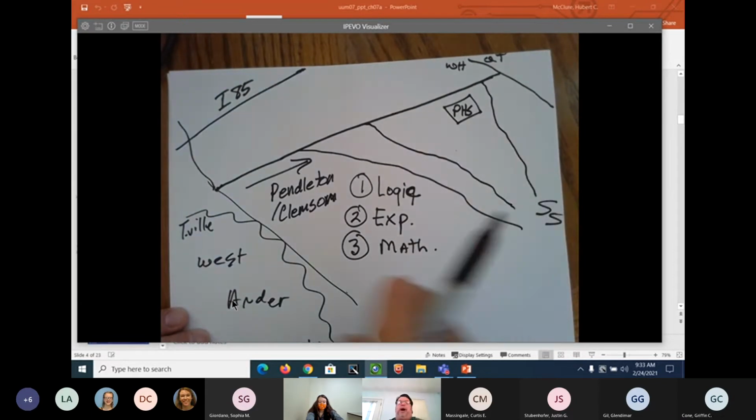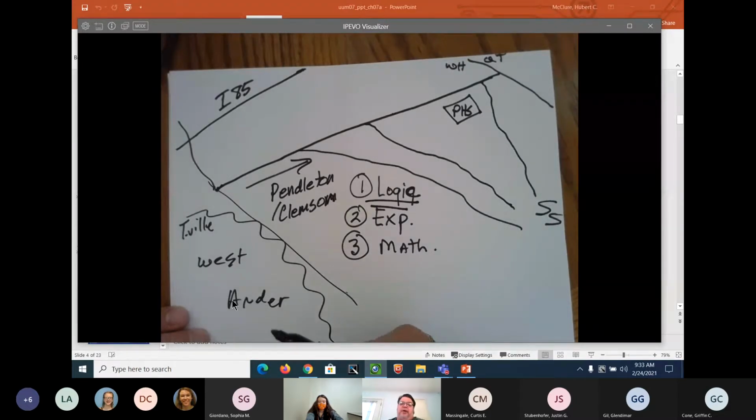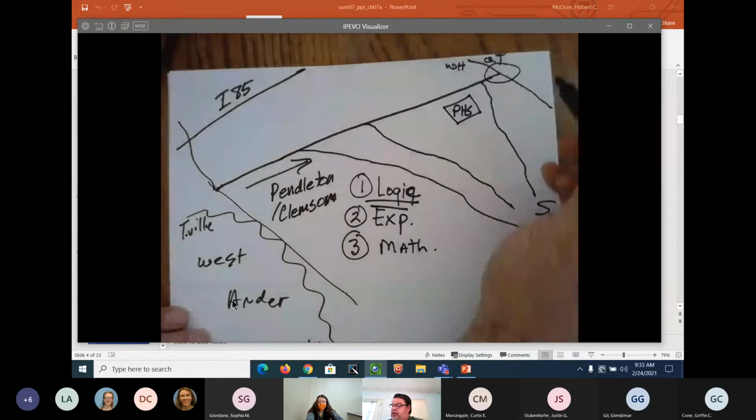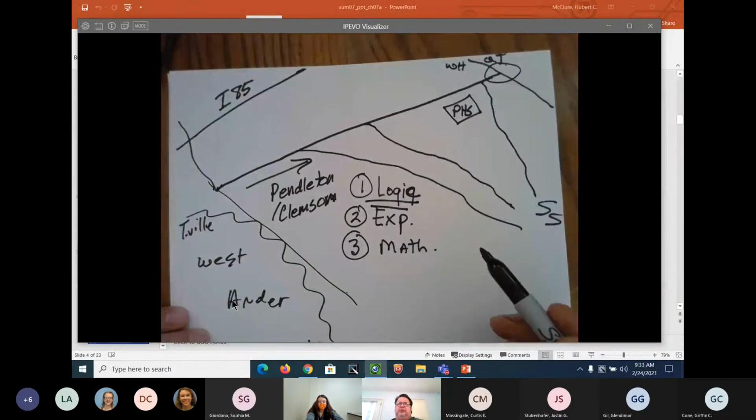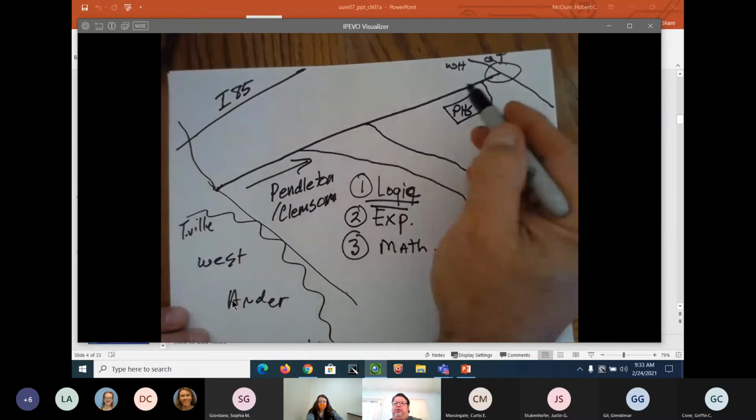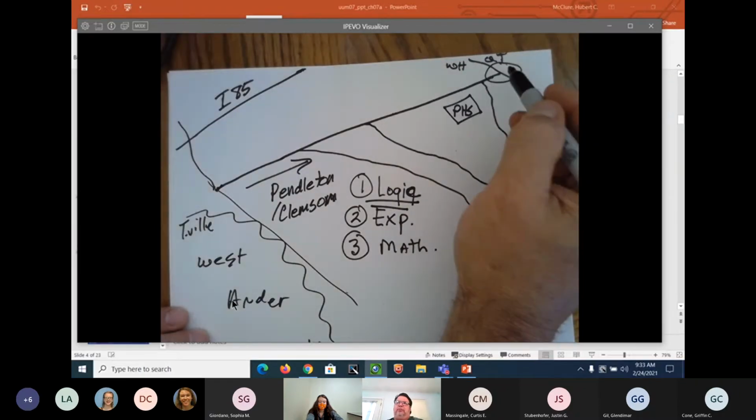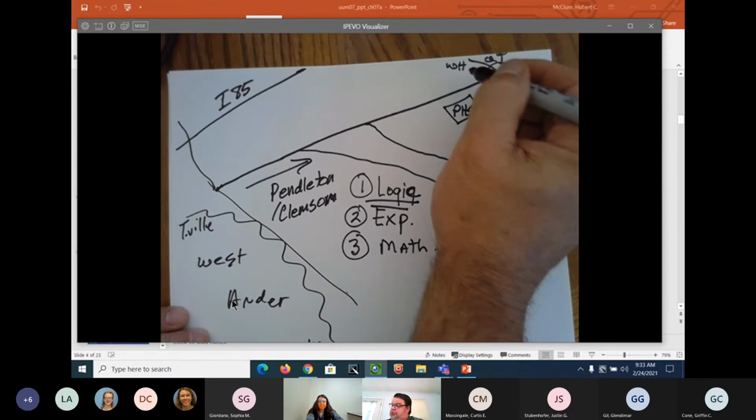So if a person was on Wild Hog Road, this is logic. If a person is on Wild Hog Road and they're going to Sandy Springs, are they going to go to the end of Wild Hog Road to go to Sandy Springs? No. So who is the only people left on Wild Hog Road by the time you get to the end? Where are they going? They're going to Clemson or Pendleton.